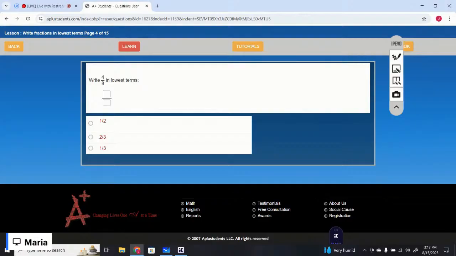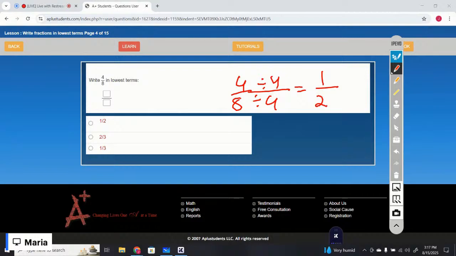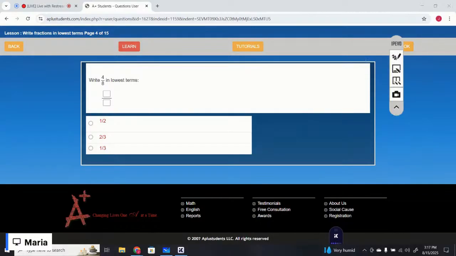Write 4 by 8 in lowest terms. 4 by 8, let's just divide it by 4. The greatest number is 4. 4 divided by 4 is 1 and 8 divided by 4 is 2. That is 1 by 2. Option number 1 is the correct option.